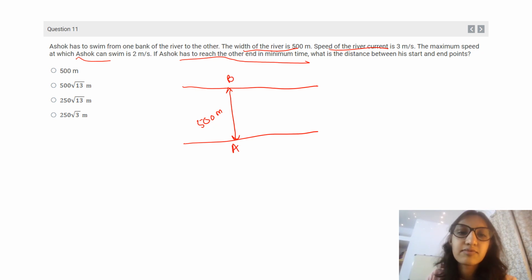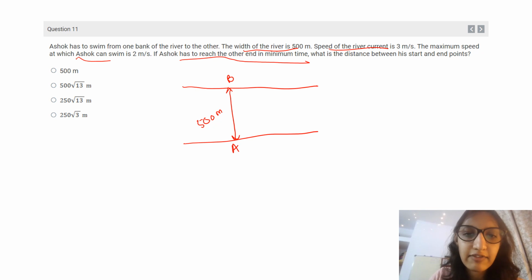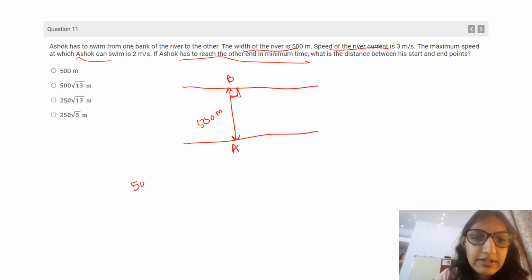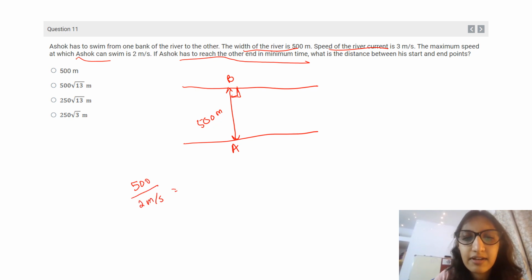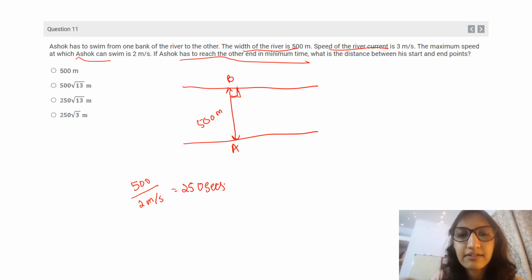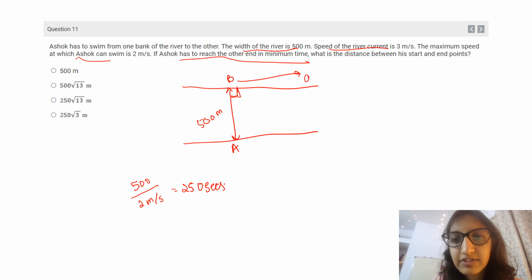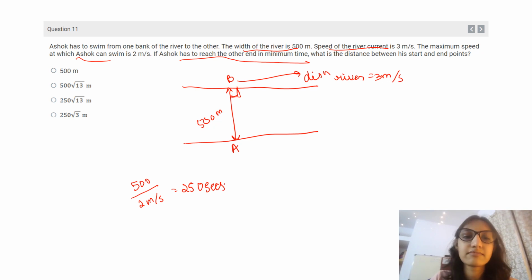Since he has to reach in minimum time, he'll travel perpendicularly. Okay, that's right. So how much time it will take is 500 divided by 2 meters per second. This gives you 250 seconds. Right? Now in 250 seconds, this is the direction of the river current, which is 3 meters per second. So in 250 seconds, Ashok will automatically travel here with the river.